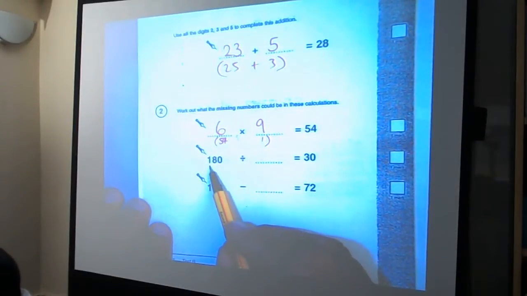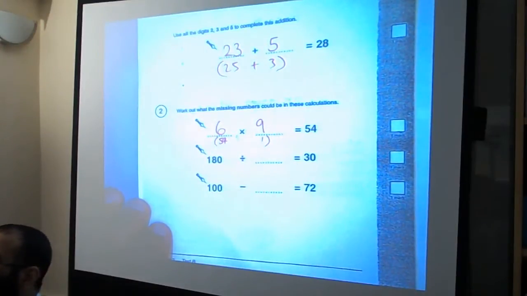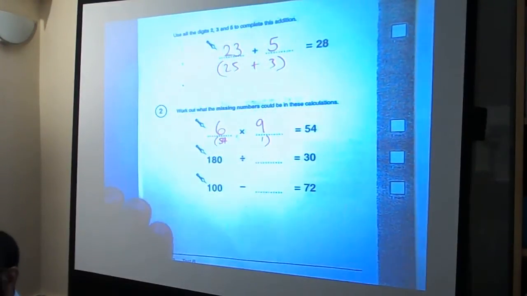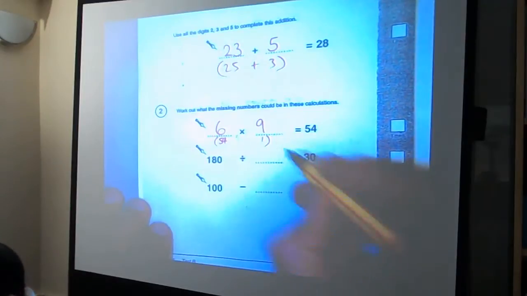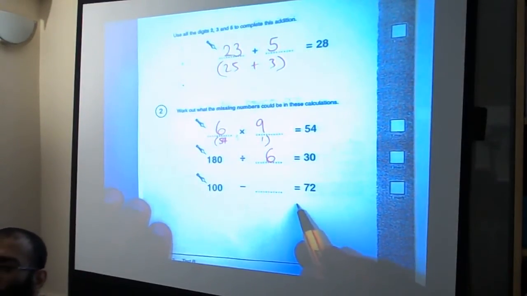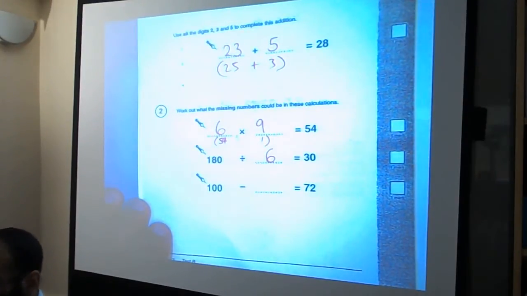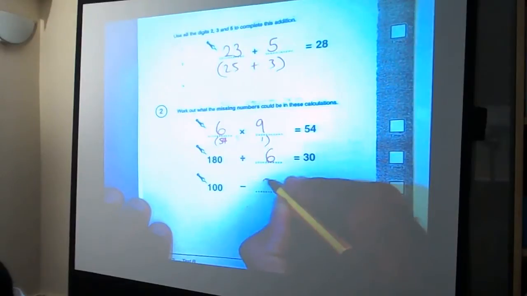So 180 divided by a number brings it down to 30. Now 30 is 1/6 of 180. So we have to divide it by 6. 6. 100 take away a number, 72. And if you take away 30 from 100, that gives you 70. So you take away 2 less. So we're going to take away how much? 28.